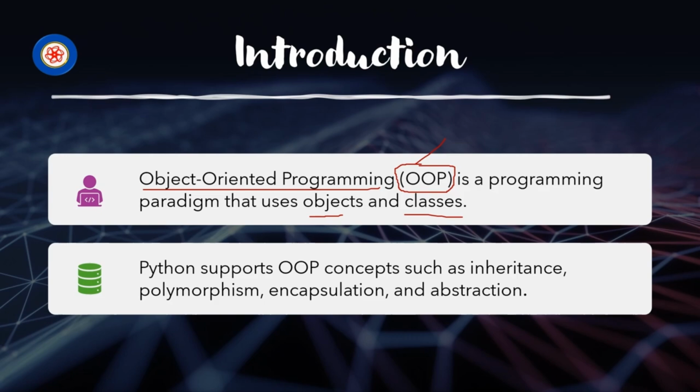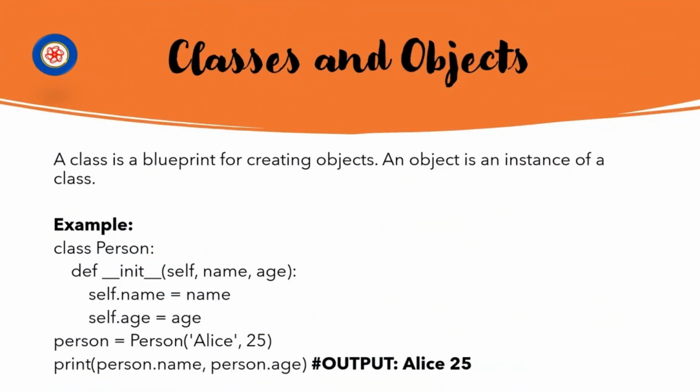Python supports object-oriented programming concepts such as inheritance, polymorphism, encapsulation, and abstraction. Let's move ahead to explore these in detail, starting with classes and objects. Classes and objects are the very core of object-oriented programming, where a class is defined as a blueprint for creating an object, and an object is defined as an instance of a class. To understand it simply, think of a class as a blueprint, like a plan for building a house, where the object is the house itself built using the plan.